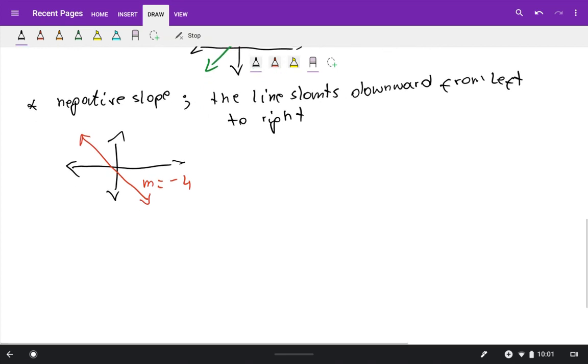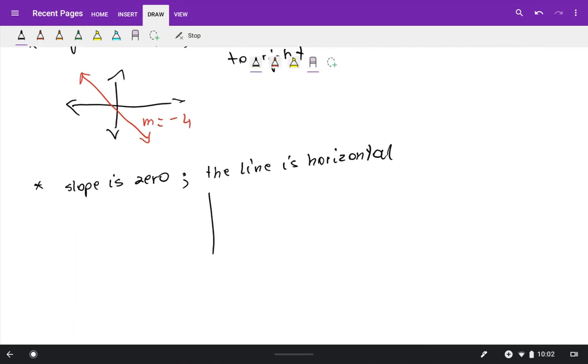Okay, and also we have 0. Slope can be equal to 0. When slope is zero, that means the line is horizontal. So every single horizontal line has a slope equal to 0. So this is our coordinate plane, a horizontal line, let's say something like this. Here you will know that the slope of this line is 0.